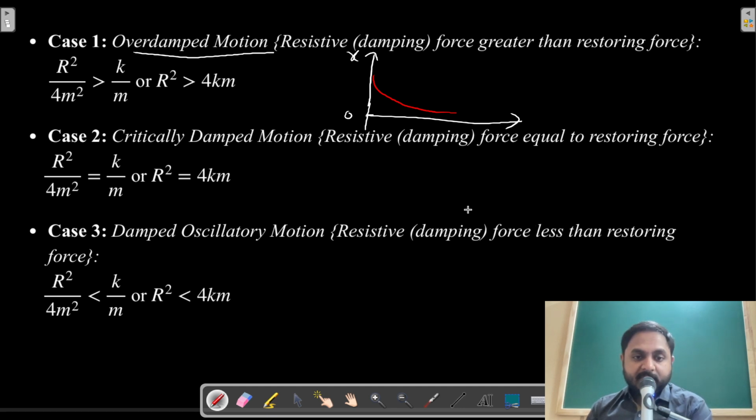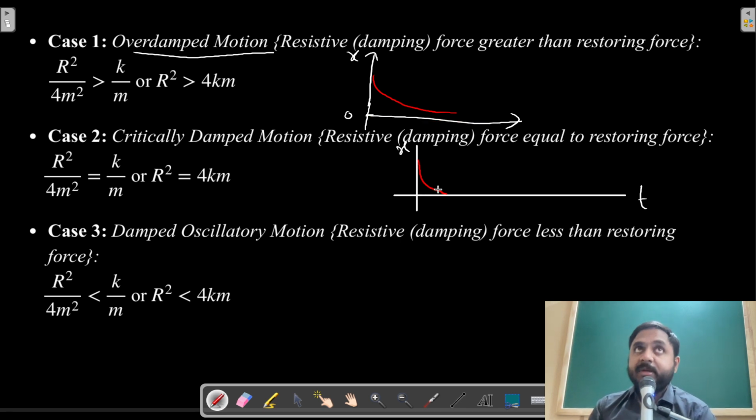On the other hand, we also studied critically damped motion, and we saw that when it comes to critically damped motion, the resistive force becomes exactly equal to the restoring force. In this case the motion is slightly different. If this is your x and this is your time axis, once it is displaced, it will come back to the mean position in the shortest possible time. The time taken is this much, whereas here the time is a large amount of time. So you can compare that critically damped motion is motion where the object very quickly comes back to its equilibrium position.